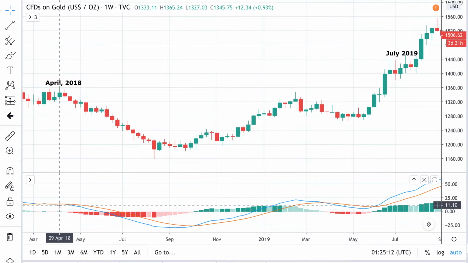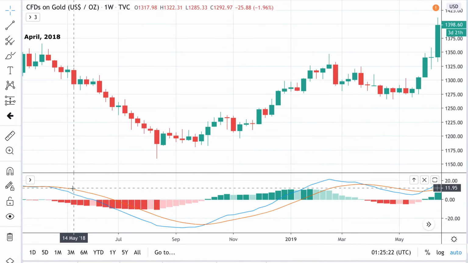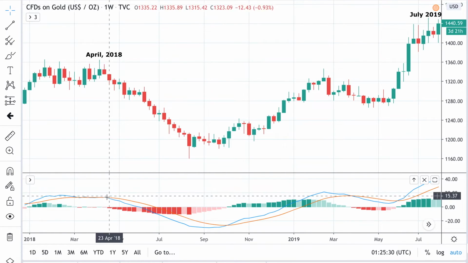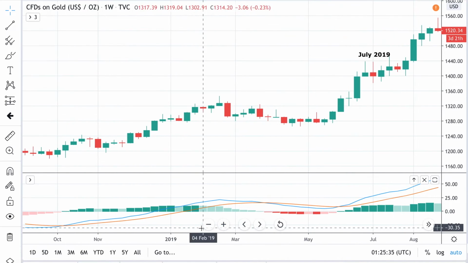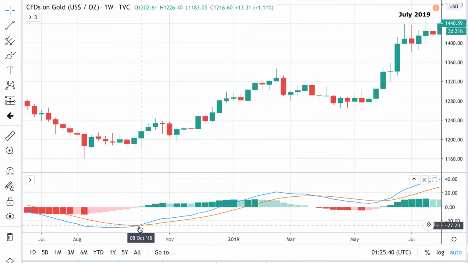It's around April 9, April 16, during this week. That's when the MACD line, the blue line, crosses below the orange line, the signal line, which means it's a bearish crossover. And then next is the bullish crossover. Basically the MACD line crosses and stays above the signal line. This is the bullish crossover.